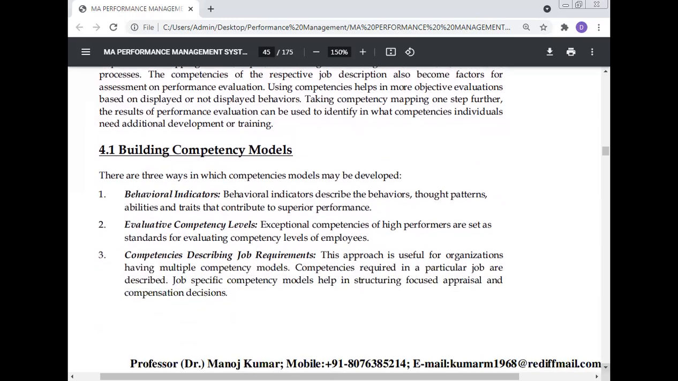Building the competency model. There are three ways in which the competency model may be developed: behavior indicators, evaluative competency levels, and competency describing job requirement. Behavior indicators describe the behavior, thought patterns, abilities, and traits that contribute to superior performance. Evaluative competency level: exceptional competency of the high performers is set as a standard for the evaluative competency level of the employee.